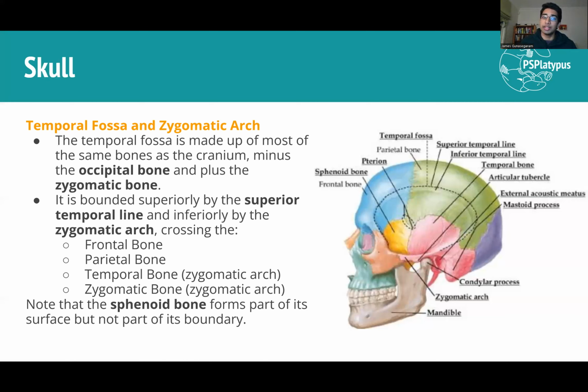And so the boundaries of the temporal fossa are the superior temporal line, and there's an inferior temporal line just below. It's bounded by that superiorly, and inferiorly it's bounded by the zygomatic bone. You're going to want to know all of the bones around the region. This is mostly significant because you'll see a little bit about fractures and hemorrhages later on.